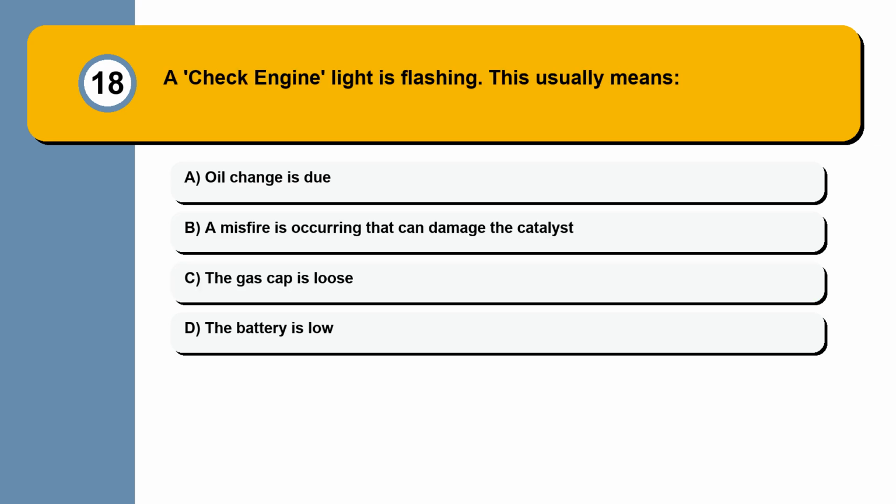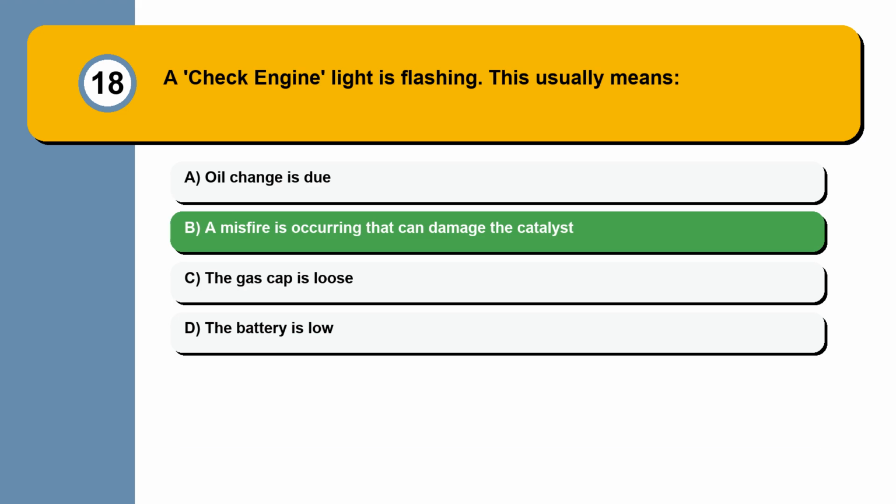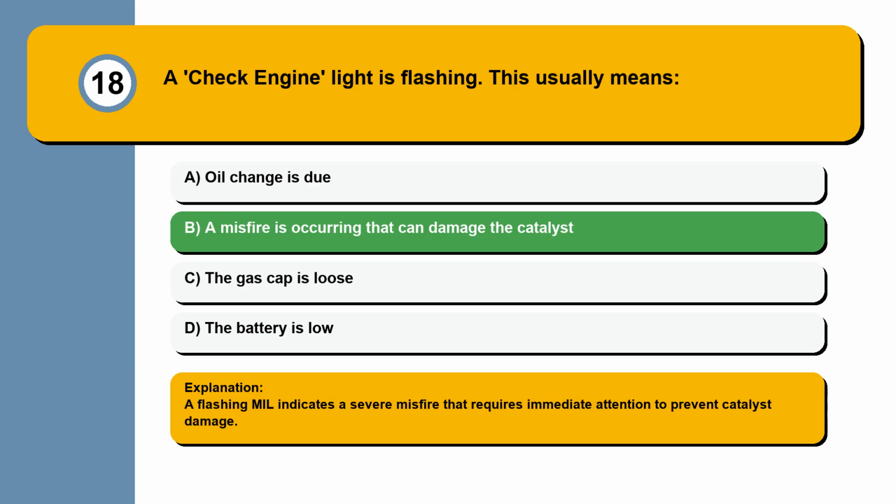Question 18. A check engine light is flashing. This usually means oil change is due, a misfire is occurring that can damage the catalyst, the gas cap is loose, the battery is low. A flashing MIL indicates a severe misfire that requires immediate attention to prevent catalyst damage.